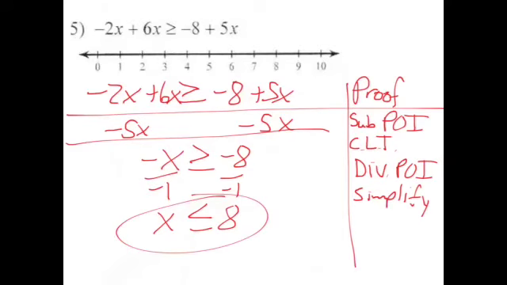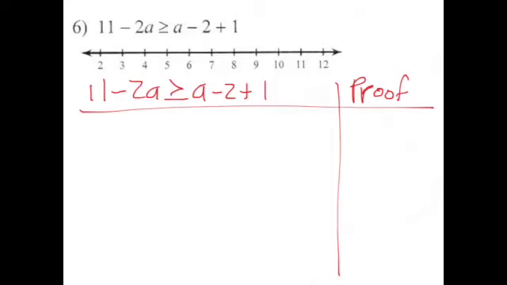And so I'm going to go to 8, put a circle there, and I need to shade all the numbers less than 8, because x is less than 8. So that's shading to the left. And I'm going to fill in that circle because it says less than or equal to. Just like that.